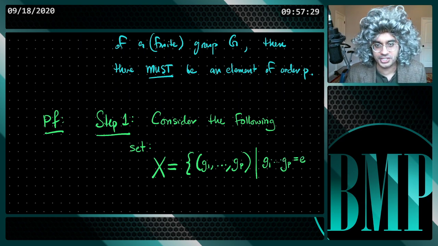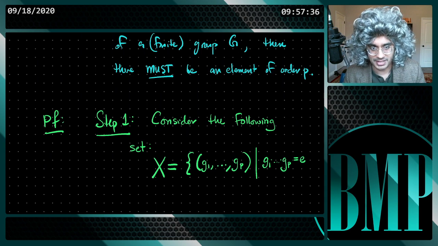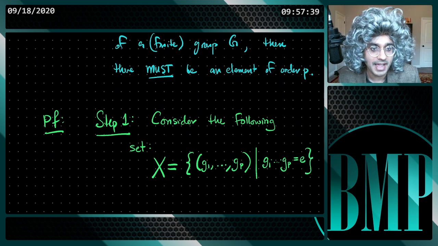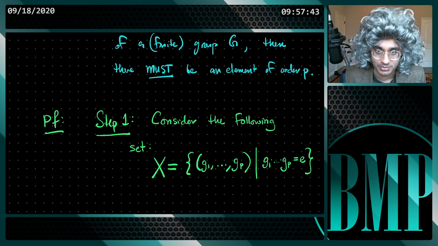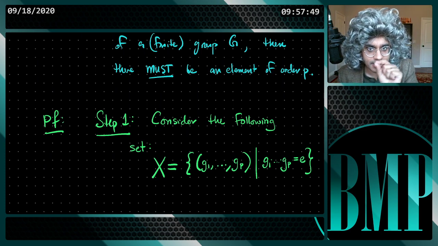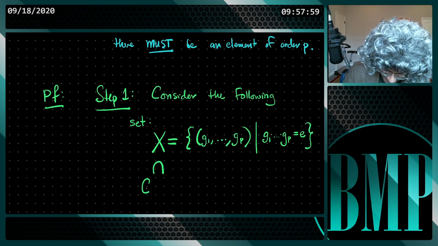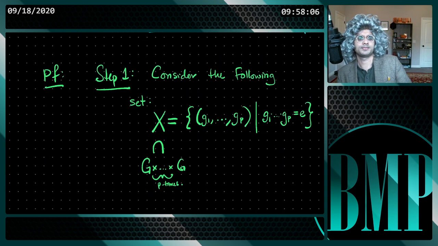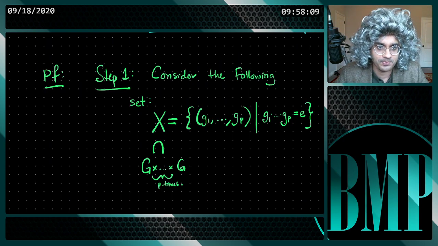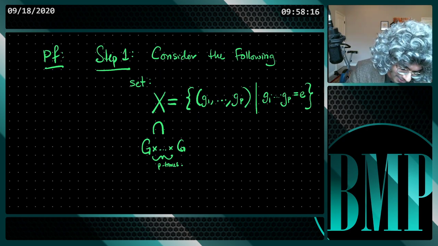This is one of the most gorgeous proofs in early modern mathematics, in your math undergraduate courses. This is going to be one of the prettiest proofs you'll see. So you look at all ways of listing p elements in the group where the product of them becomes the identity. This is clearly a subset of G cross G, p times. Now let's take some vital signs of this set. How many elements does this set have?